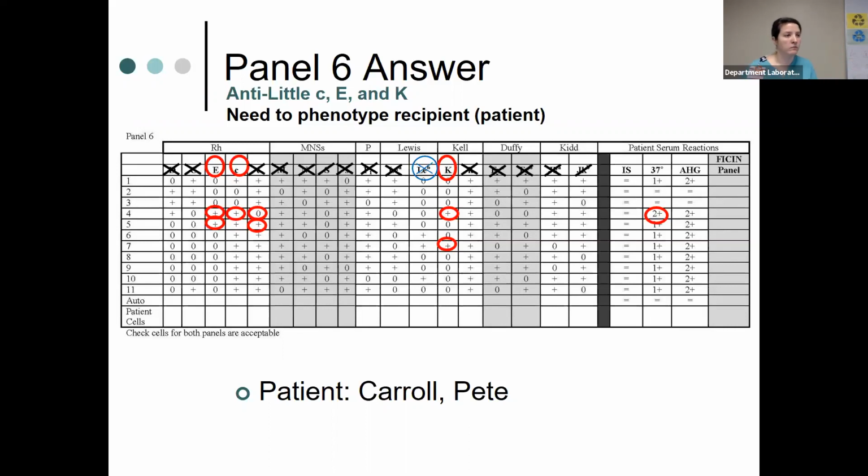And why is Lewis B? So Lewis B, I don't really like the fact that Lewis B is crossed off in this example.